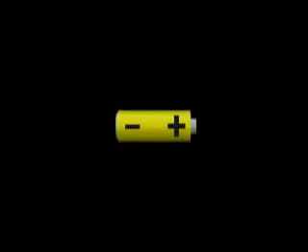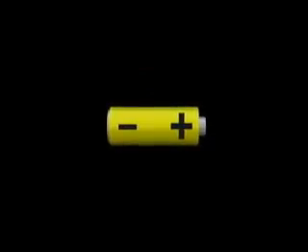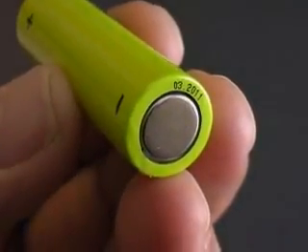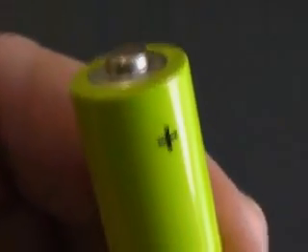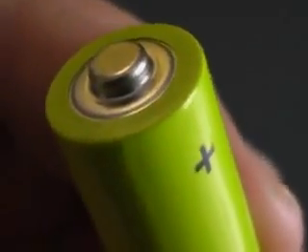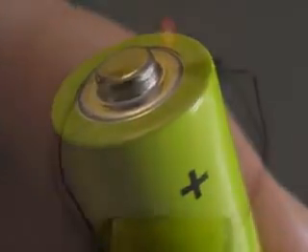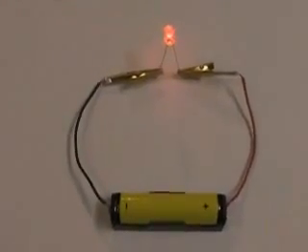The chemistry of a battery creates a force that moves electrons out of the metal plate on the negative end and attracts them to the metal bump on the positive end. Electrons will start to move from minus to plus if the right kind of material is connected to the battery.